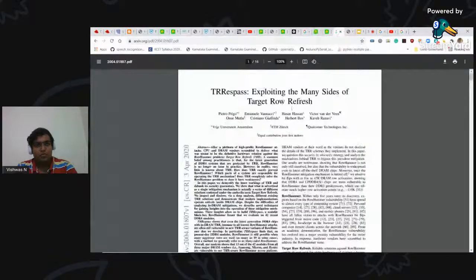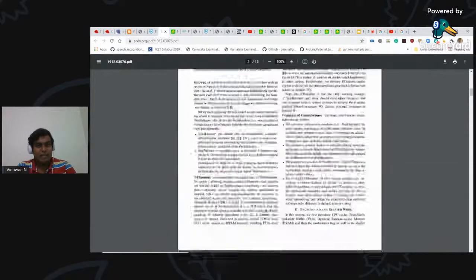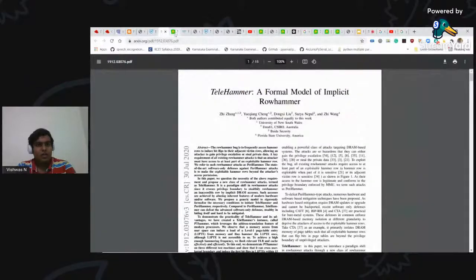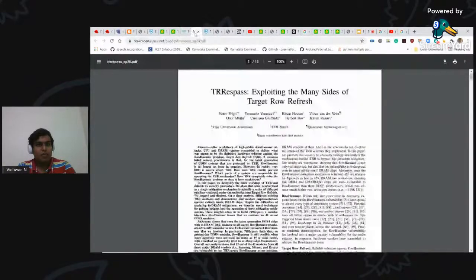So TRRespass, basically the target row refresh and all this nonsense that we talked about. Every year a paper pops up and it's a new way in which they talk about it. So it's not still the same. TRRespass, Rowhammer, it's still the same. Sorry, people. It's still the same.